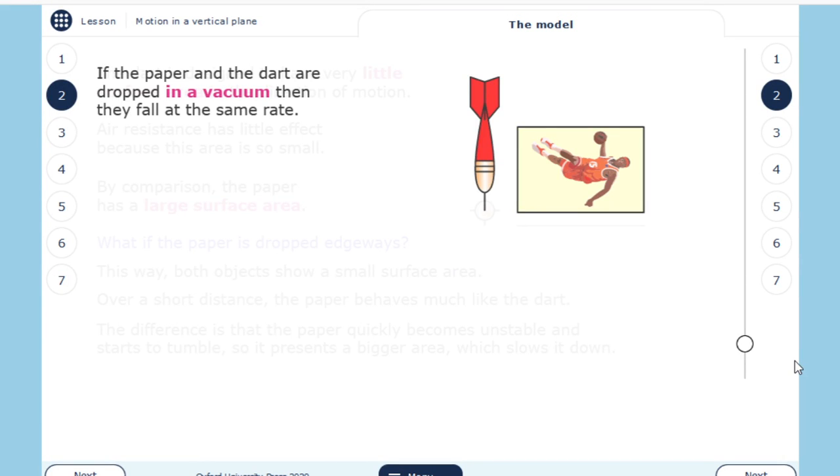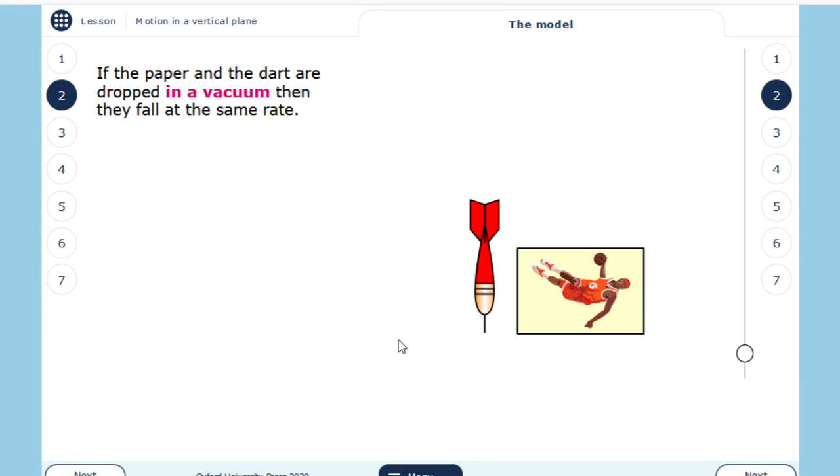Hello, this is Maths with Lemon, and in this topic we will see motion in a vertical plane. Now, first of all, if the paper and the dart are dropped in a vacuum, then they fall at the same time. So basically what we say is, inside a vacuum, two objects with different weight fall at the same rate.